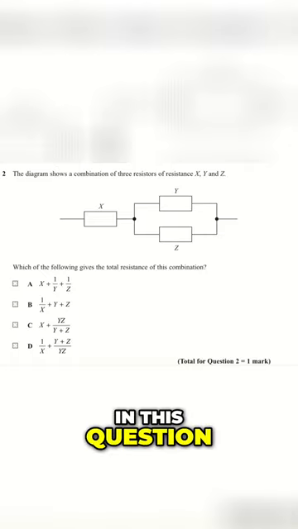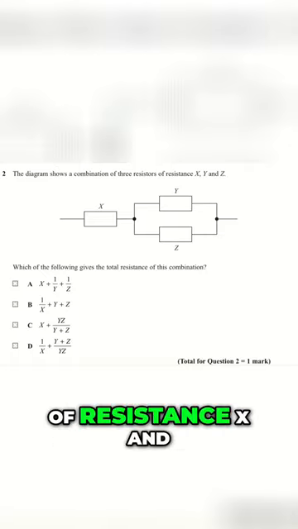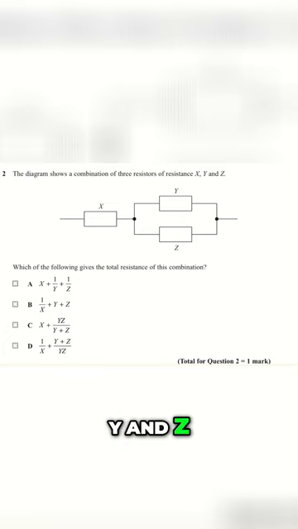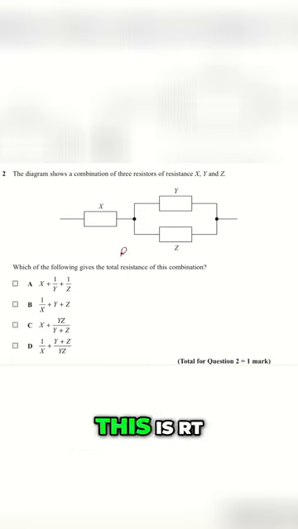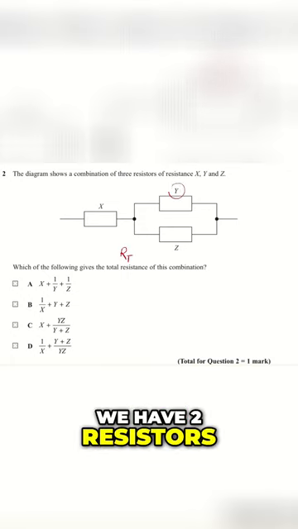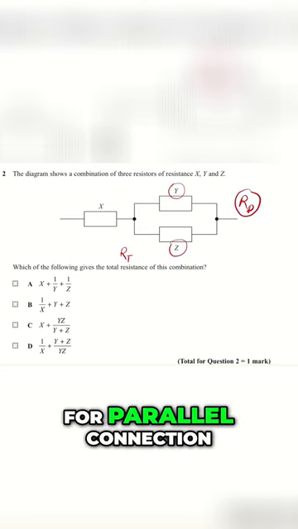In this question, the diagram shows a combination of three resistors of resistance X and Y and Z. The total resistance here of the combination, this is RT. We have two resistors Y and Z connected in parallel. So now I need to get the RP for the parallel connection.